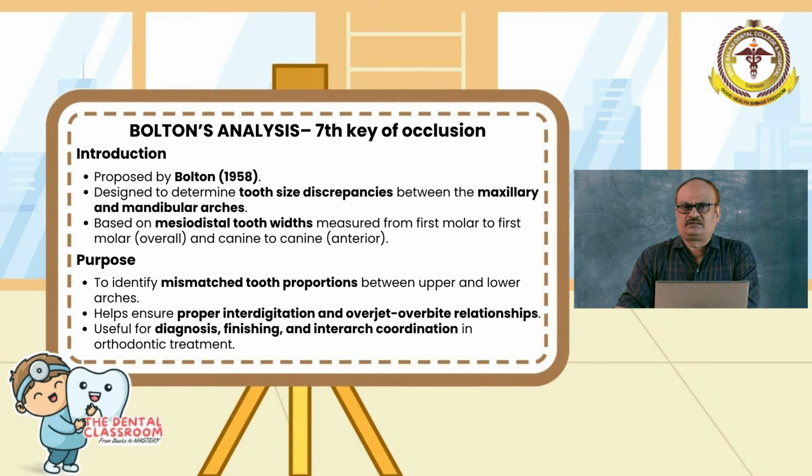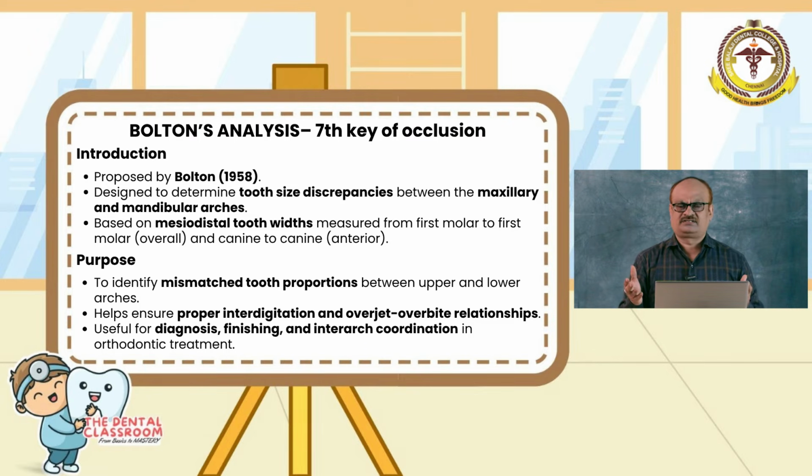So the last one and very important one of our discussion is Bolton's analysis. So far, if you observe, we have seen all the analysis measured either the maxillary arch or mandibular arch. One specific feature of Bolton's analysis is it measures intermaxillary relation. That means the relationship between the maxilla and mandible it considers. Indirectly, it measures both the maxillary and mandibular arch.